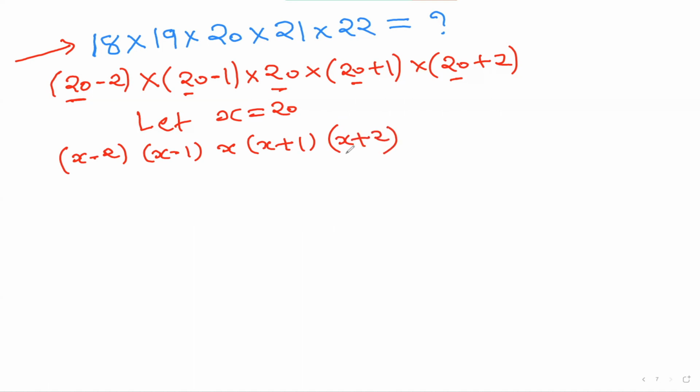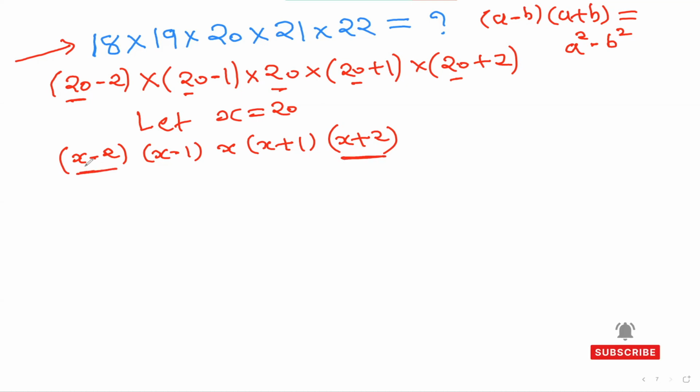Now, guys, we do have a principle. Let us say a minus b multiplied by a plus b. Then what do we get is a square minus b square, isn't it? So a minus b times a plus b is a square minus b square. So we can see that here x minus 2 and x plus 2. So that is a minus b, a plus b, which is a square minus b square.